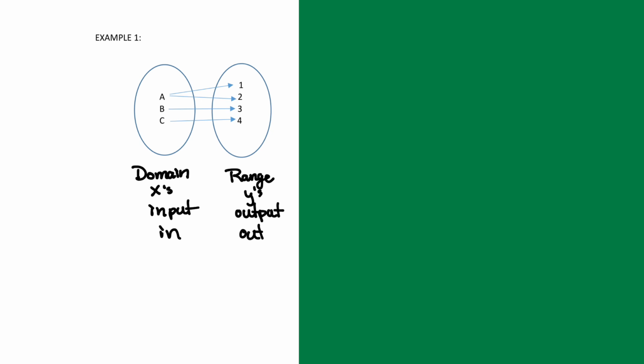the first column, the domain, the X's, the input, these numbers can only have one value that they point to. So this is a problem right here. B points to 3, and that's it. C points to 4, that's it. But A points to 2 numbers. That's the problem right there. Okay? This is your problem.